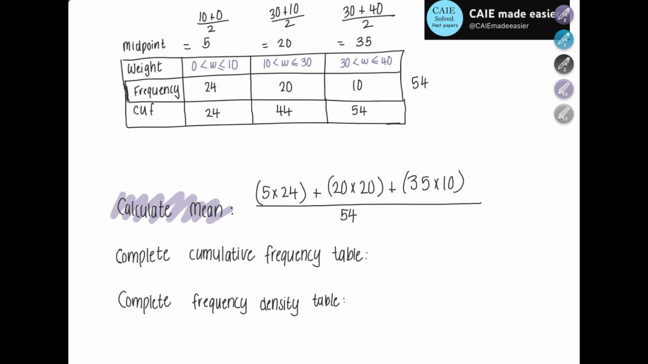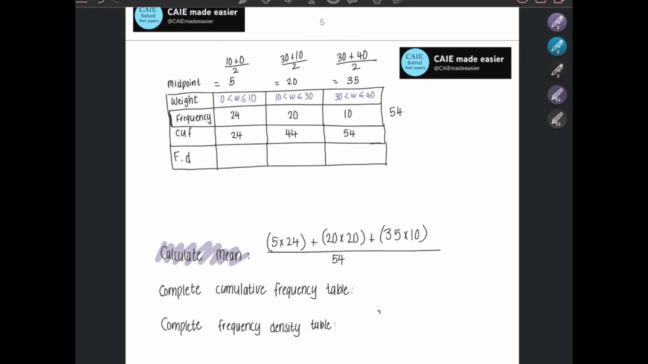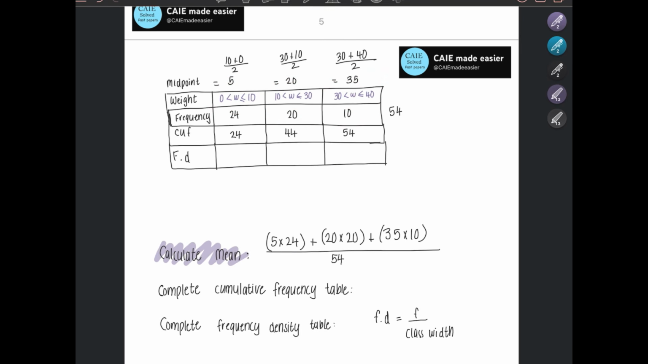Finally, they're asking you to complete the frequency density table. Remember, to find the frequency density, the formula is frequency divided by class width. What is class width? You're supposed to subtract them, okay? 10 minus 0, 30 minus 10, 40 minus 30. Frequency divided by class width. First one is going to be 24 divided by 10 minus 0. You can calculate it. For the second one, frequency is 20 divided by 30 minus 10. And then finally, frequency, which is 10 divided by 40 minus 30. So these are your frequency tables.